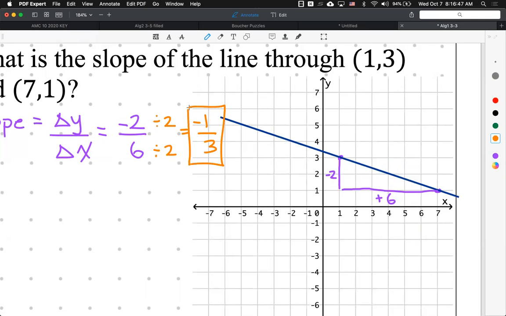-1/3 is the slope. And you can check that with the rolling the ball example. If I have a ball and I put it over here on the left-hand side, it rolls downhill. Going down means I am negative. So I have a -1/3.